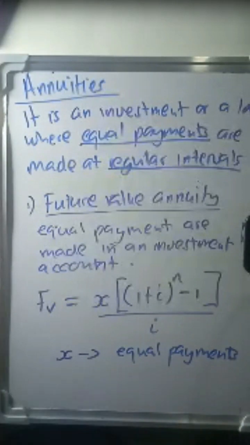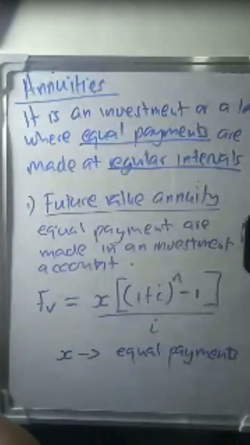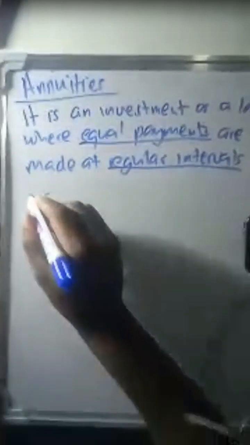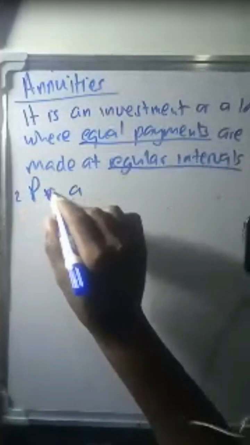So if you have decided that I'm going to be saving 5,000 each and every month, it means every month you're going to be putting 5,000 in the account. That is X. Then the next one is present value annuity. That is number 2, present value annuity.